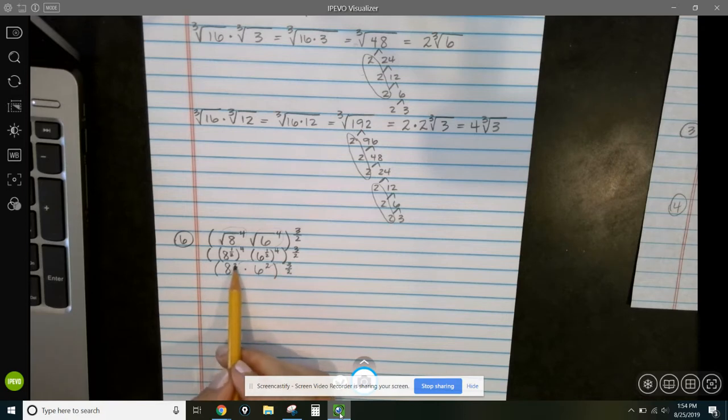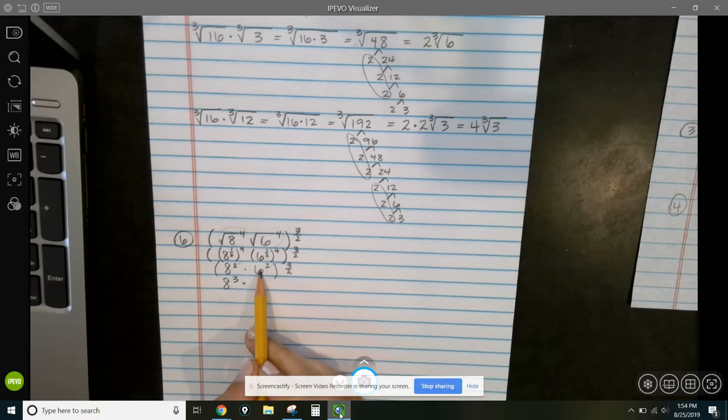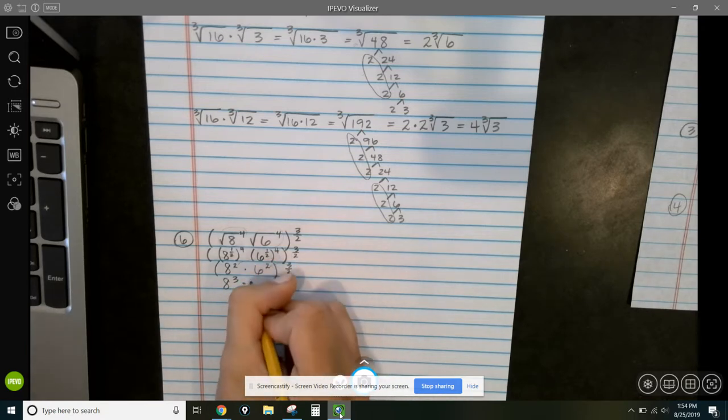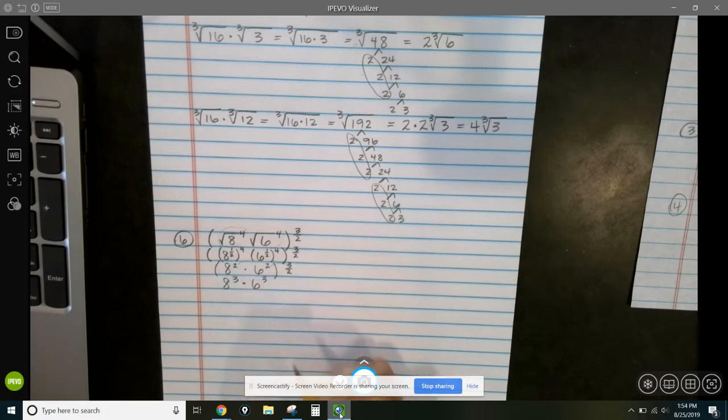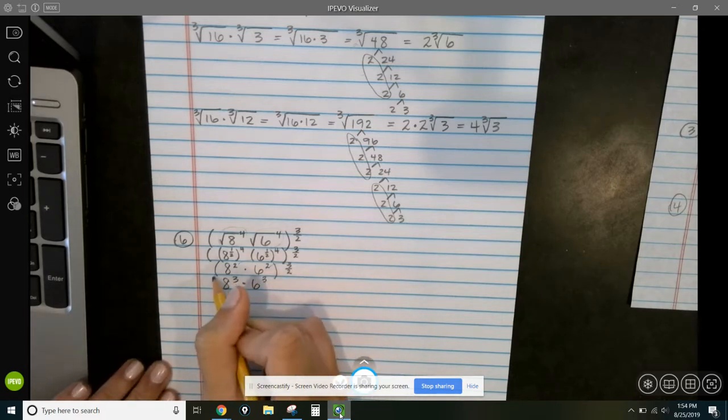So 8 to the second raised to the 3/2 power. I would multiply those exponents. 2 times 3/2 is 3. So this is 8 to the third power. 6 to the second power raised to the 3/2 power is also 3. So that's 6 to the third. So you could leave your answer like this if that's how they had it in the multiple choice.